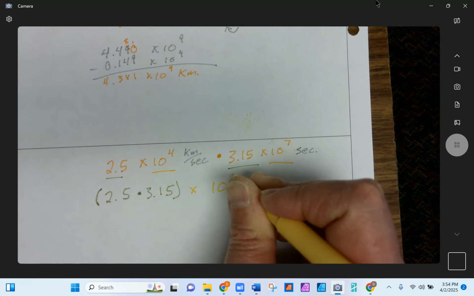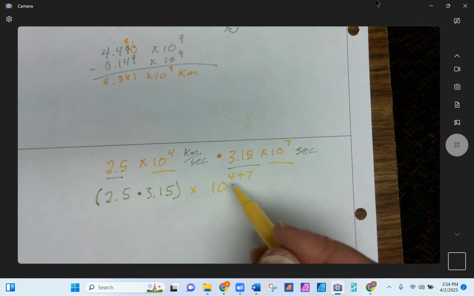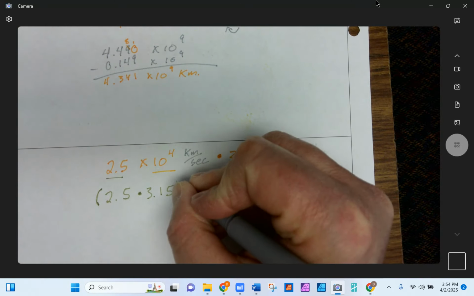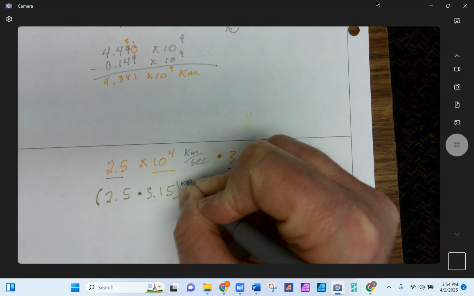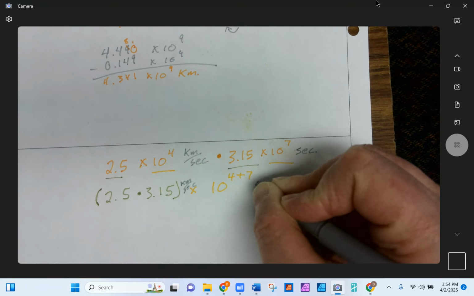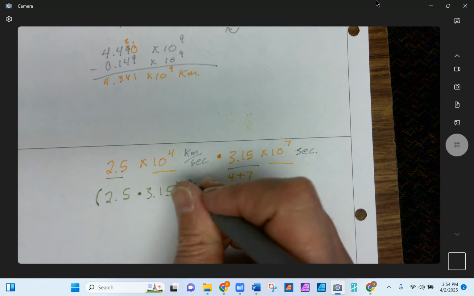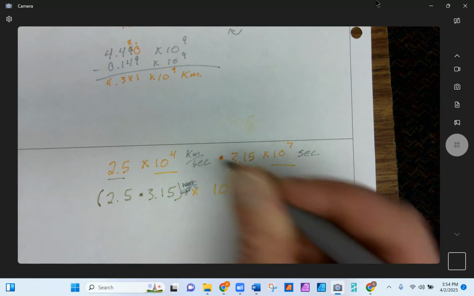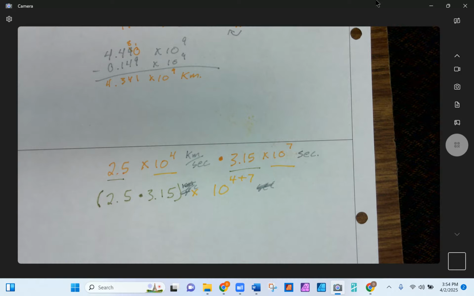10 to the power of 4 plus 7. Now, you should already know about exponent properties that when you multiply exponential expressions with the same base, you are going to add your exponents. And real kind of tight in here, because I didn't leave a lot of room, we'll have kilometers per second, and then seconds. Actually, no, we'll put that at the end, because since we're kind of mixing things up, it's not appropriate to do that.